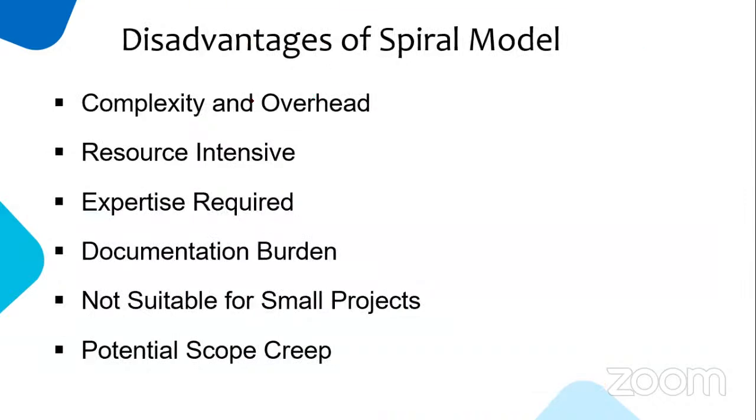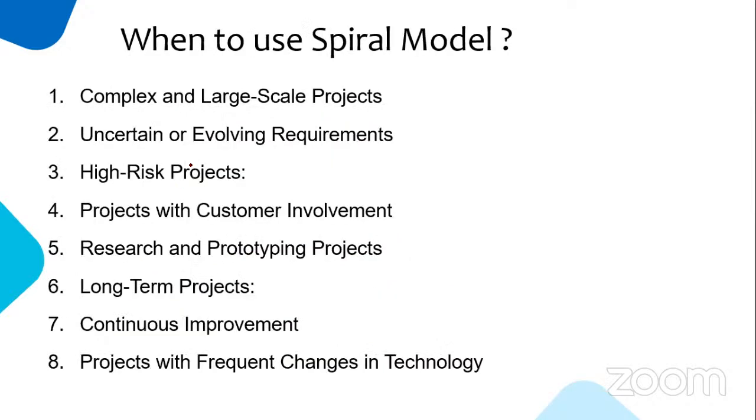Disadvantages: it's too complex, has overhead, and is resource intensive. The person who is going to work should be an expert. A lot of work needs to be done, with very good in-depth knowledge about the product. Many things are there. Again, here also there is a documentation burden. In addition to your coding, you have to do the documentation. It will not suit small-scale projects. Potential scope creep. So these are all the drawbacks of the spiral model.